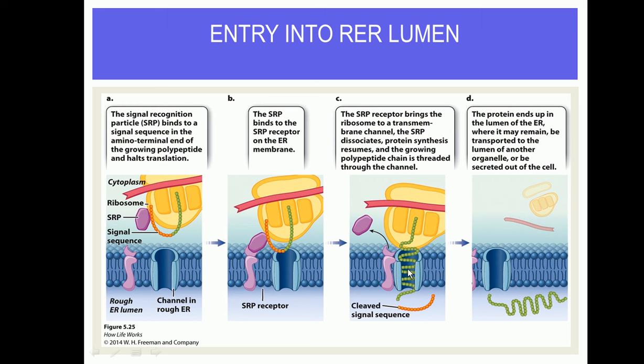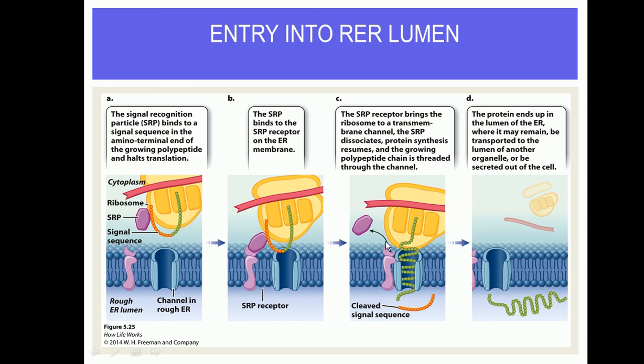You know what a channel is, right? The SRP receptor brings the ribosome. So this is a ribosome. Once the SRP binds to the receptor, it brings the ribosome to the transmembrane channel, which is this. The SRP disassociates. The protein synthesis resumes. It starts the process again, and the growing polypeptide chain is threaded through the channel.